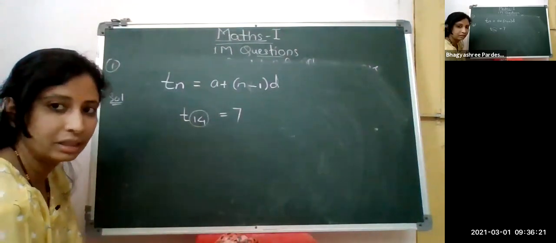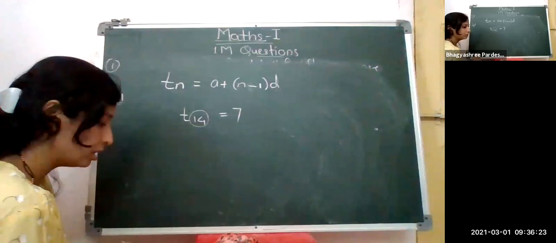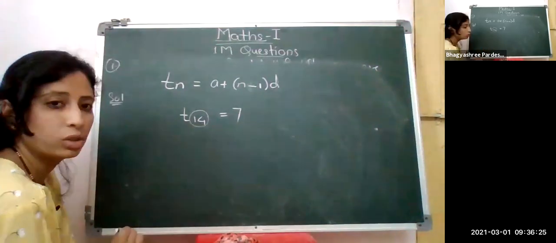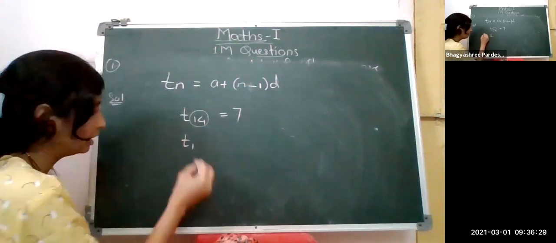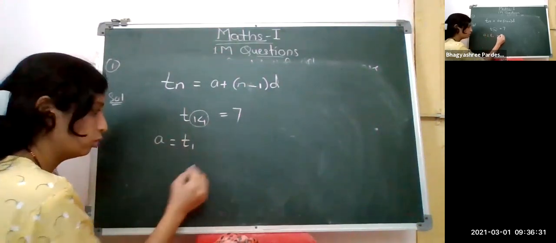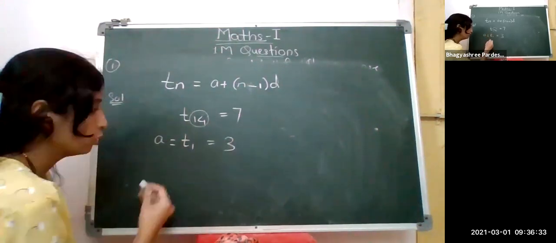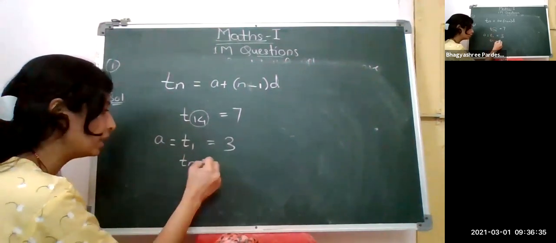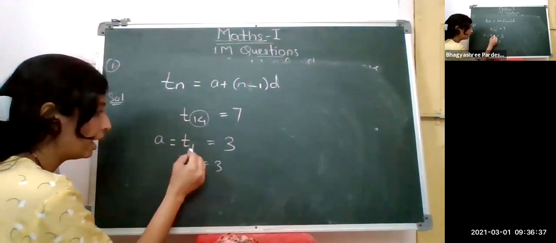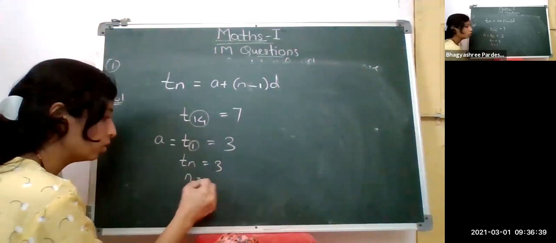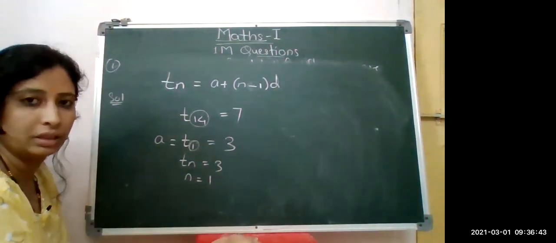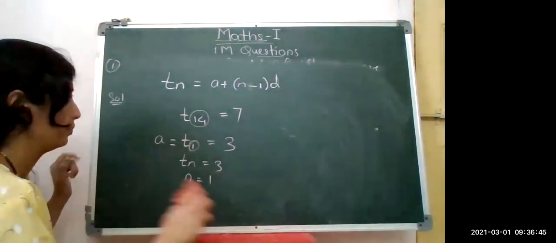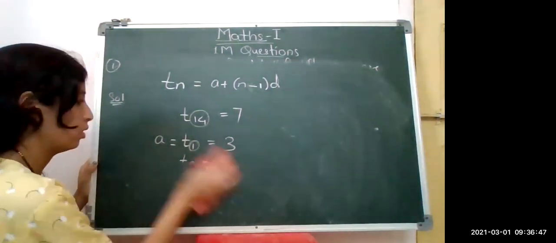गेट दैट? Suppose it is given that the first term is equals to 3. फर्स्ट टर्म को हम कभी T1 से डिनोट करते हैं और कभी A से डिनोट करते हैं. सो फर्स्ट टर्म इज इक्वल्स टू 3. तो इसमें Tn आपका 3 हो गया यहाँ पे, और n क्या है यहाँ पे आपका? n इज इक्वल्स टू 1. क्लियर? Yes, miss. Thank you.